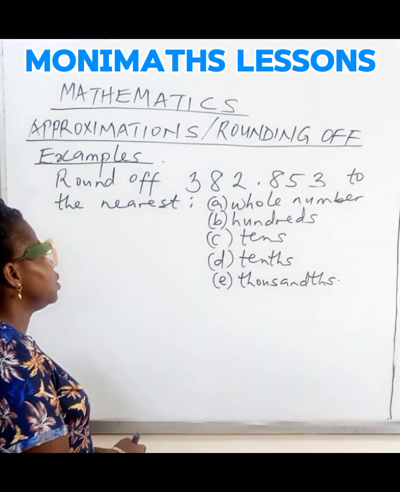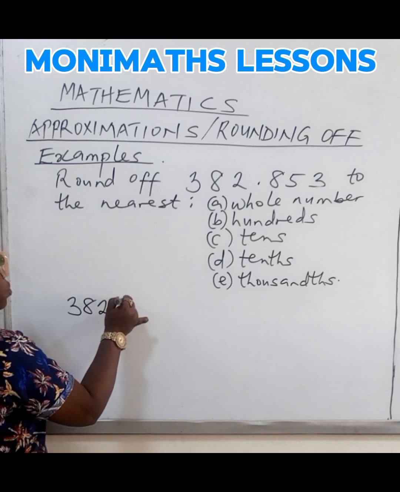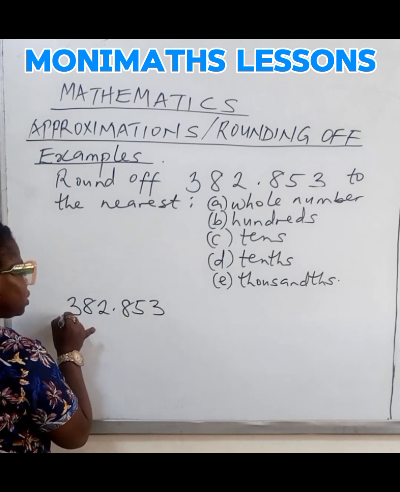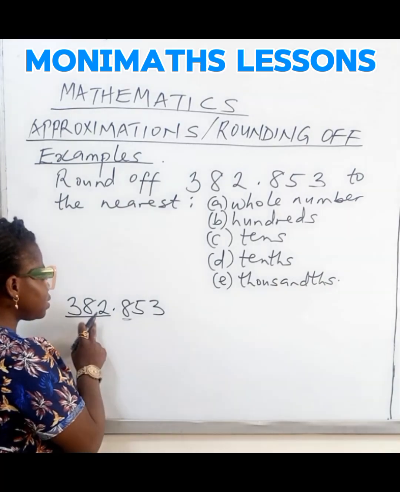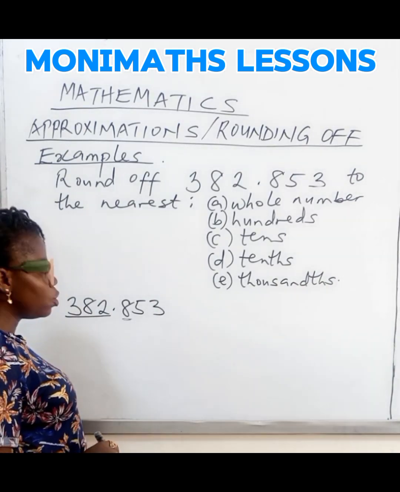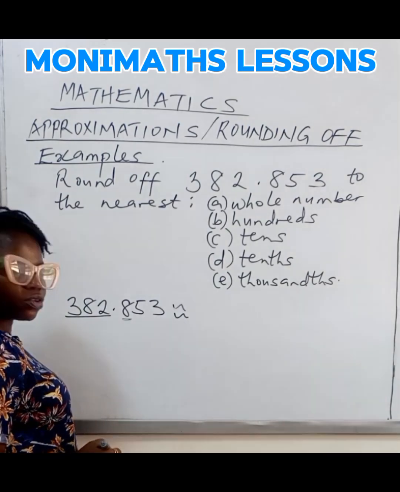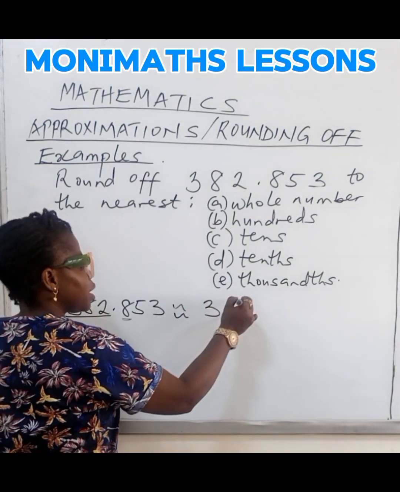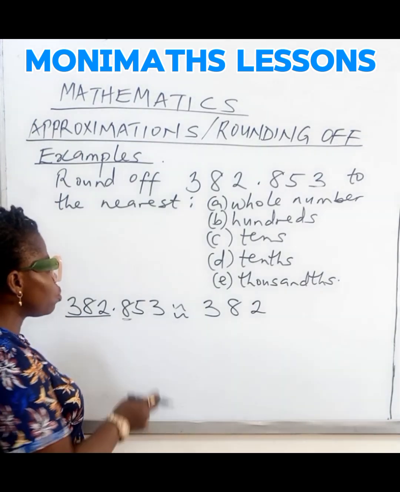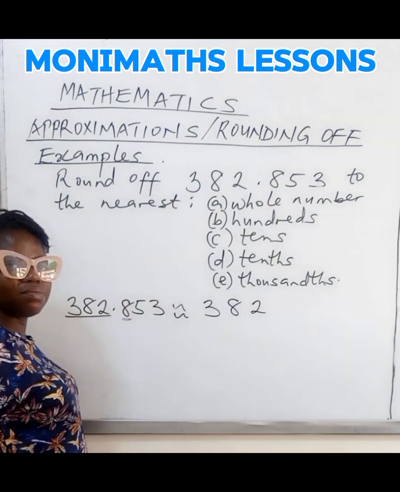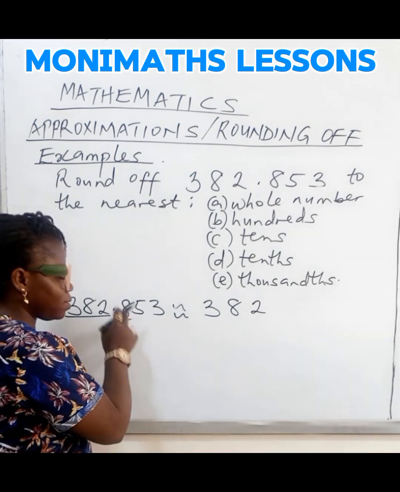whole numbers. In this case, in 382.853, 382 is the whole number. We see that 382.853 is approximately equal to 382. That is the whole number. Then you will have to look at the digit immediately after the whole number, which is 8.